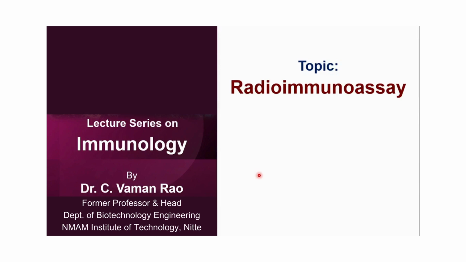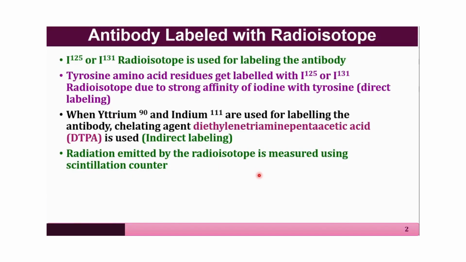I'll be discussing radioimmunoassay, which is a very sensitive assay which can detect the antigens or the antibodies at the nanomolar level. To perform this assay, a highly specialized, sophisticated laboratory is required because the radioactive isotopes are going to be used for labeling the antibody or labeling the antigen.